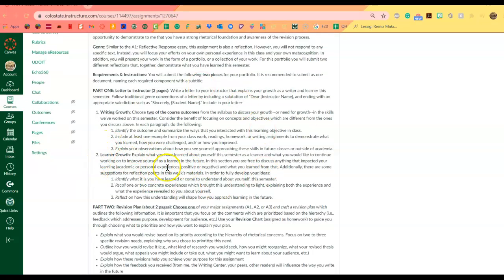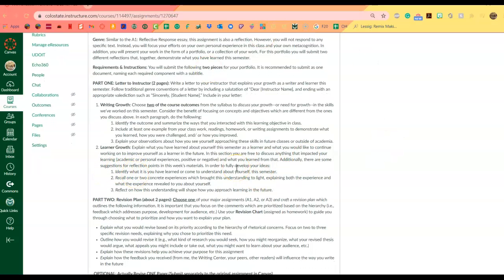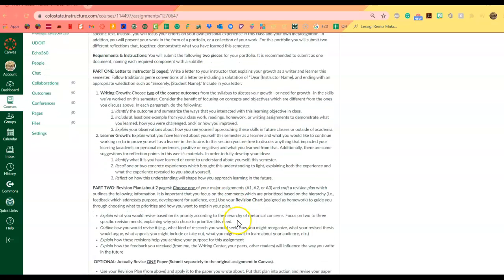Secondly, you'll talk about learner growth specifically. So what have you learned about yourself as a learner this semester, as a student, and how will you improve yourself as a learner in the future? Because we have a growth mindset, we're always learning, we're always growing. So in this section, you'll talk about any academic or personal experience that has impacted you, and you can also look for points of reflection in that example, and we'll talk about this this week as well.